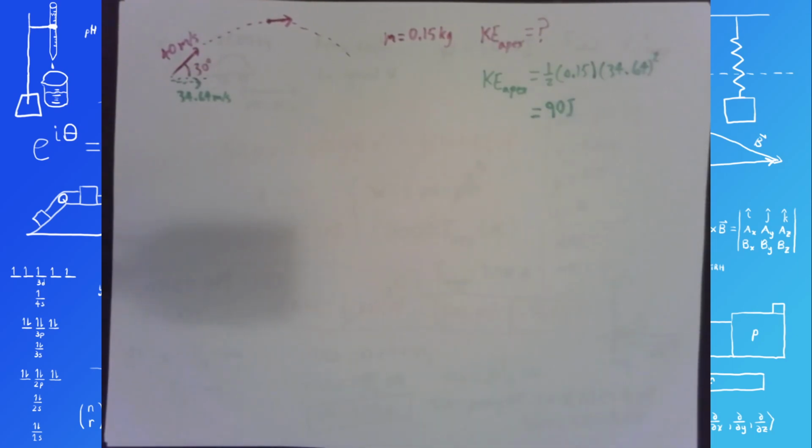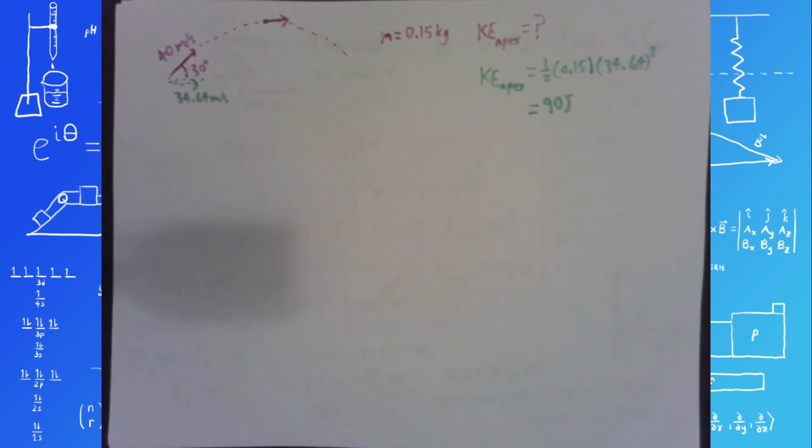Actually, let me see real quick. If I did 40 cosine 30 times 40 cosine 30, that's exactly 1200, and then 1200 times 1/2 times 0.15, yeah, is exactly 90. So in fact, 90 is correct. The 89.99 business is just due to rounding errors, which is why it's good not to do your rounding until the very end.